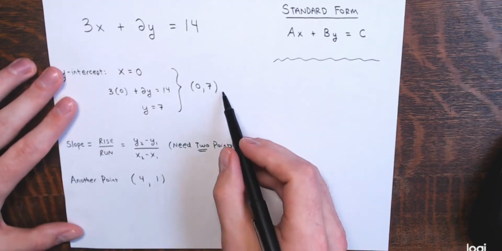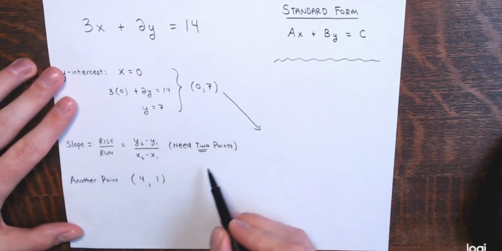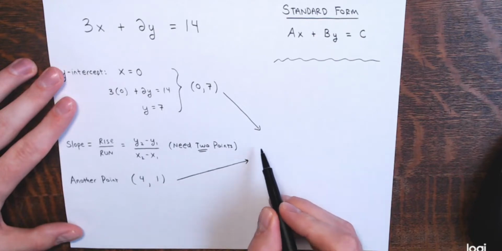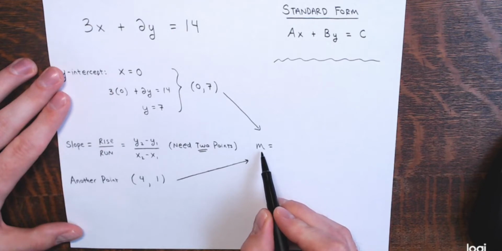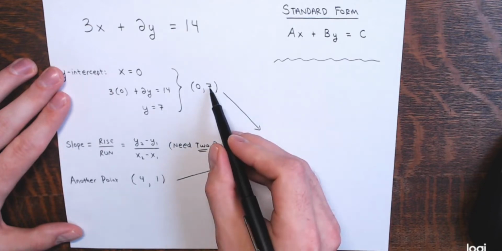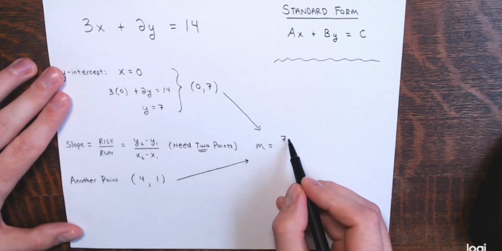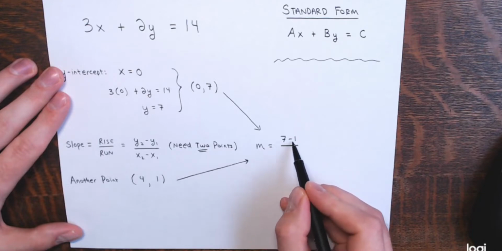And then I can use the point 0, 7, and I can use the point 4, 1, and find the slope, which was usually represented by this lowercase m. Take, say, 7 minus 1 for the rise, the change in the y-coordinates.